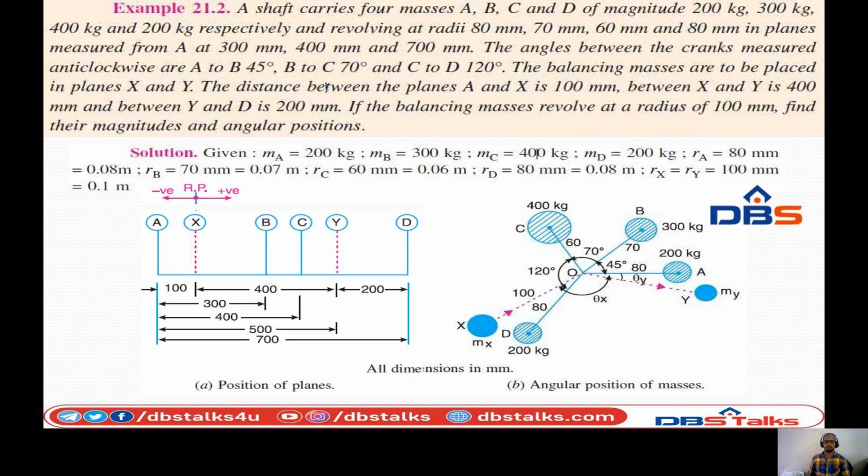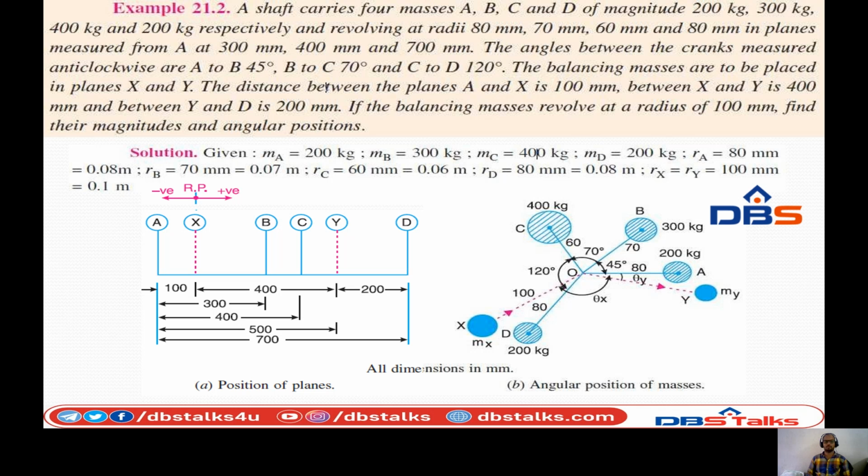So the angles between the cranks are measured anti-clockwise. So be careful with the question, particularly regarding the angle representation. The angles between the cranks, measured anti-clockwise, are A to B is 45 degrees, B to C is 70 degrees, and C to D is 120 degrees.